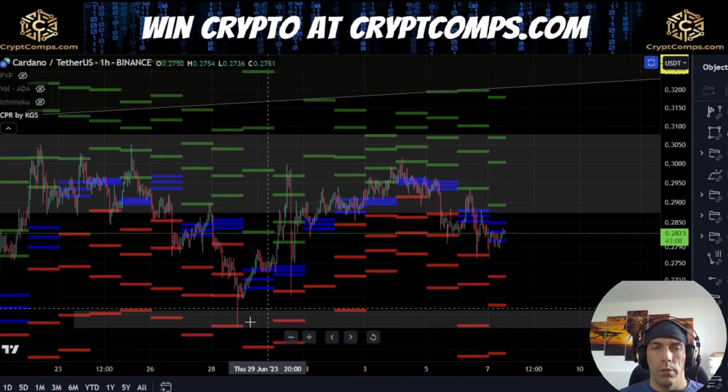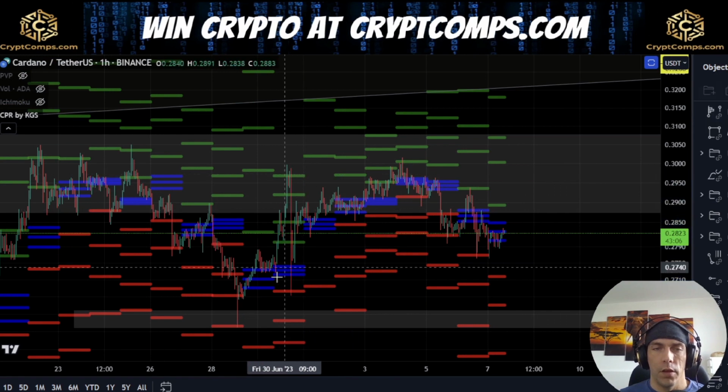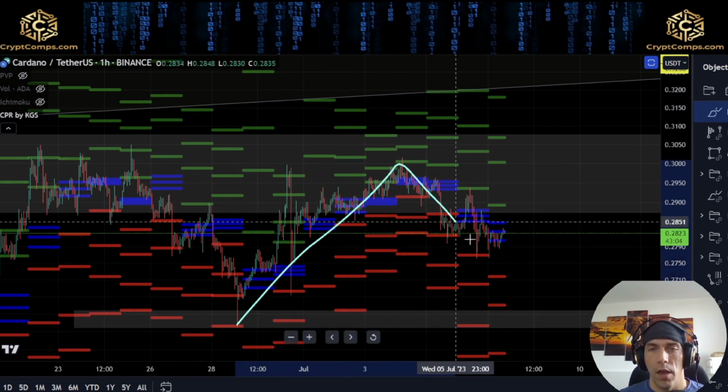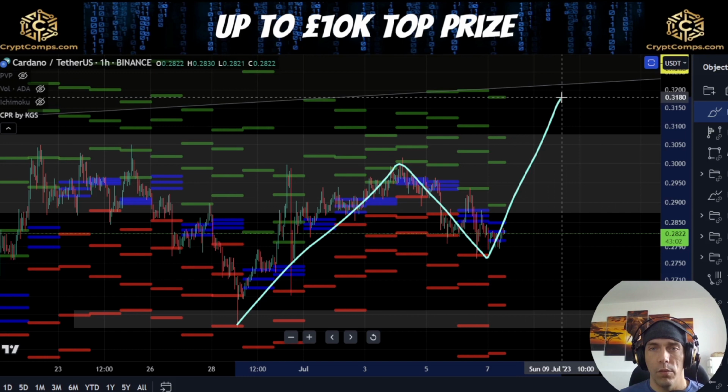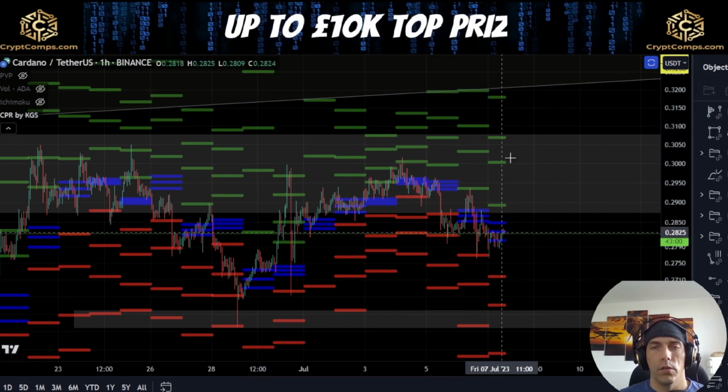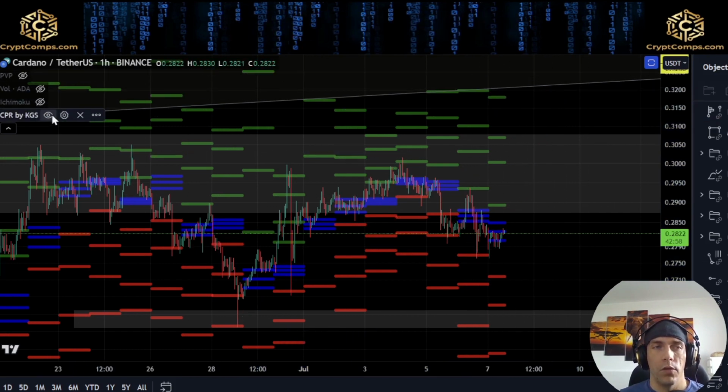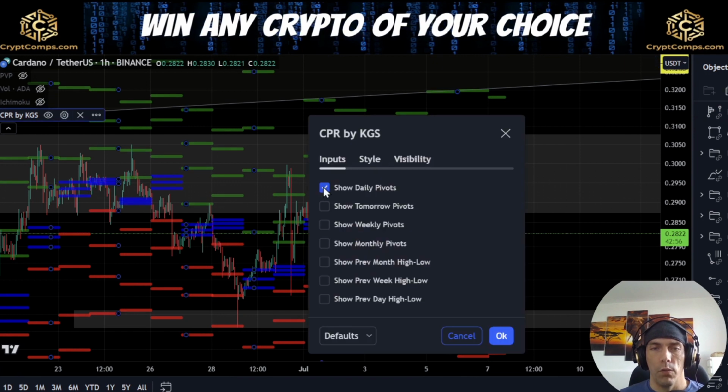Now, this would align with that idea if we do see that upside come into play here, where this is an A, this is a B, and we see that C wave to the upside, then these higher targets could potentially start coming into play if we see a more substantial move throughout the day.